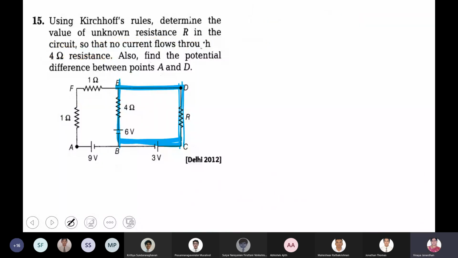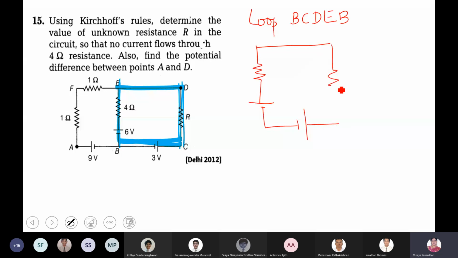Okay, next we'll go for the next loop, BCDEB, the one which I have highlighted in blue. So you have the 4 ohm resistance, then 6, then 3, then the resistor R. So 3 volt, 6 volt, 4 ohms. The same current I is flowing. This is I. Now let us see.